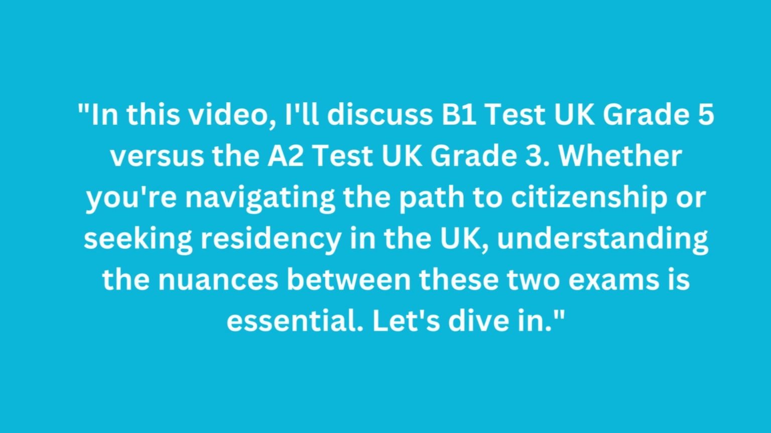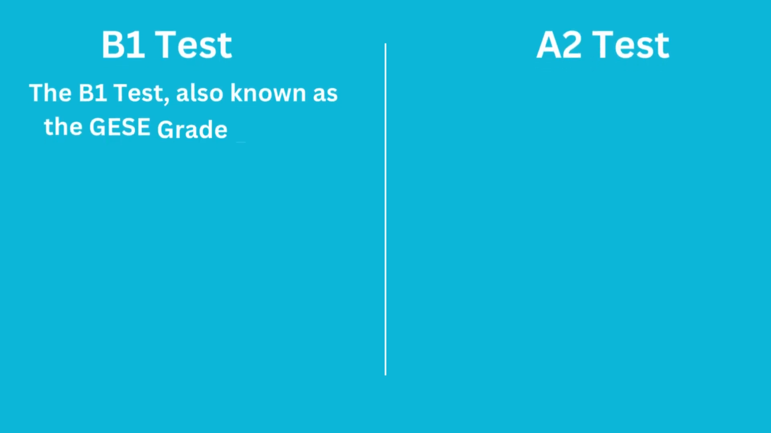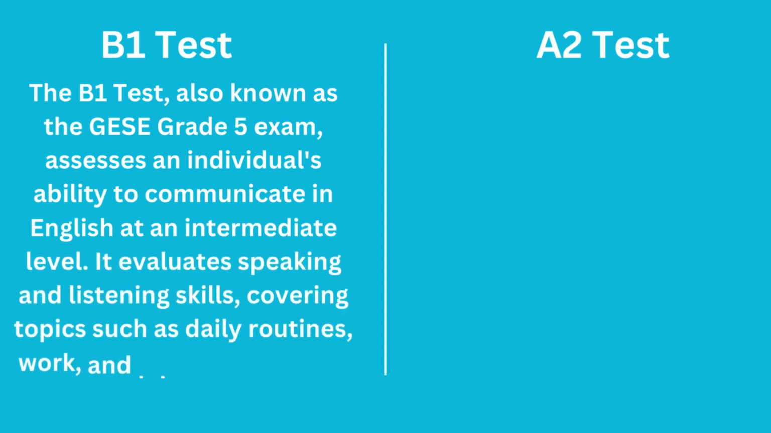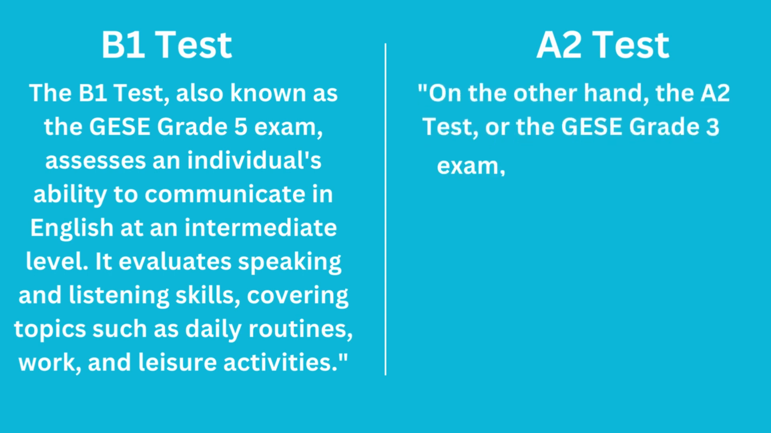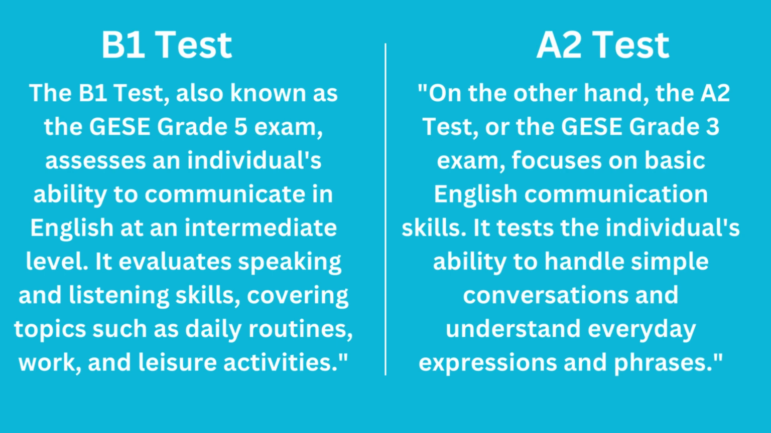First, let's discuss the difference between the B1 and the A2 test. The B1 test, also known as the GESE Grade 5 exam, assesses an individual's ability to communicate in English at an intermediate level. It evaluates speaking and listening skills covering topics such as routines, work, and leisure activities. On the other hand, the A2 test, or the GESE Grade 3 exam, focuses on basic English communication skills. It tests the individual's ability to handle simple conversations and understand everyday expressions and phrases.